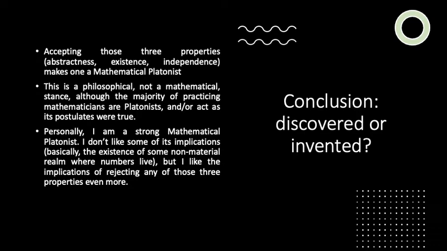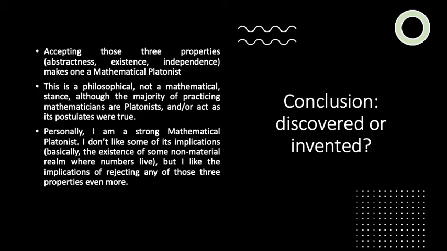So, in conclusion, are numbers discovered? Are numbers invented? My point of view is pretty clear. I would say that accepting those 3 properties that I mentioned above, abstractness, existence, and independence, would make you what is generally called a mathematical Platonist. And it's a controversial point of view. I've shown that all of those 3 properties, especially the second one, but all of them, can be disputed.